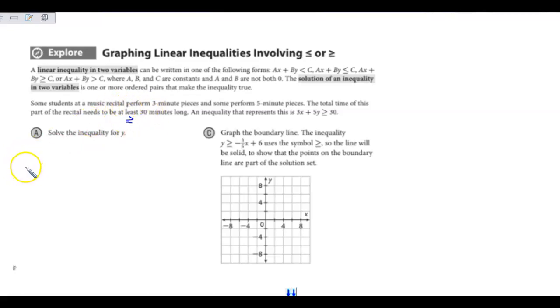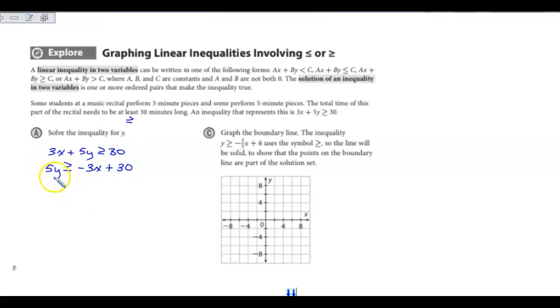The first thing we want to do is simplify it so that we're solving for y. So I'm just going to rewrite it: 3x plus 5y is greater than or equal to 30. The goal is to get y by itself and positive on the left and everything else on the right. So I'm going to subtract 3x from both sides. And because 30 is positive, it's plus 30.